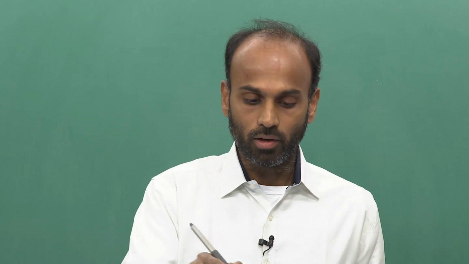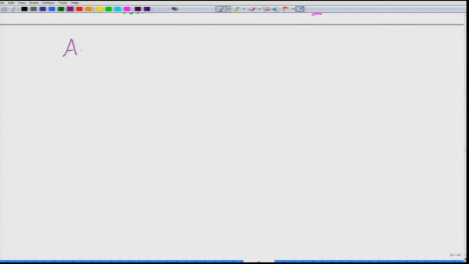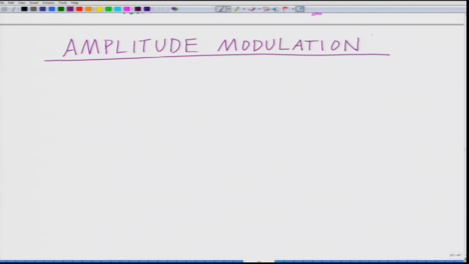So, today in this module let us start looking at a modulation scheme, or a communication scheme, known as amplitude modulation. Amplitude modulation is an analog communication scheme and one of the earliest communication schemes developed and widely used. These principles continue to be used even today. Amplitude modulation is often abbreviated as AM.